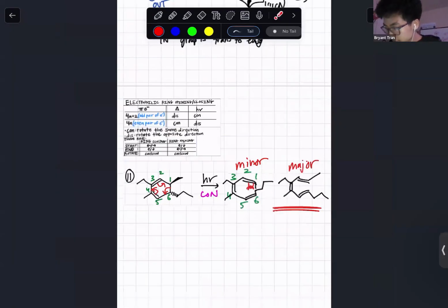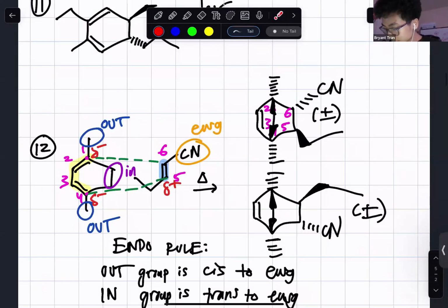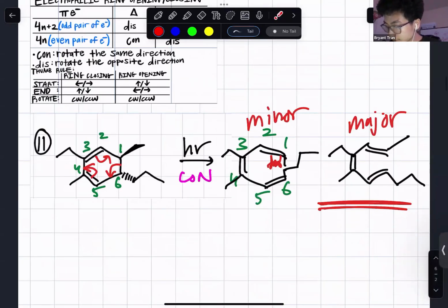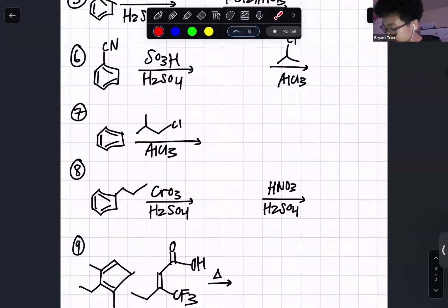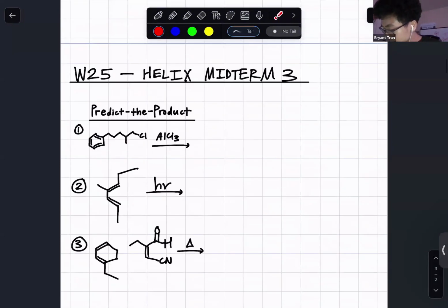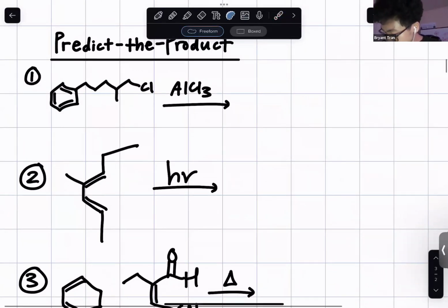Which problems did we already go over? We went over number 12 of the worksheet, the Diels-Alder reaction. Now we're going over number 11, the electrocyclic ring opening, ring closing, right? We went over ring opening. Now I'm going to go over ring closing. So let me find that ring closing example here. Let's look at number 2, for example.